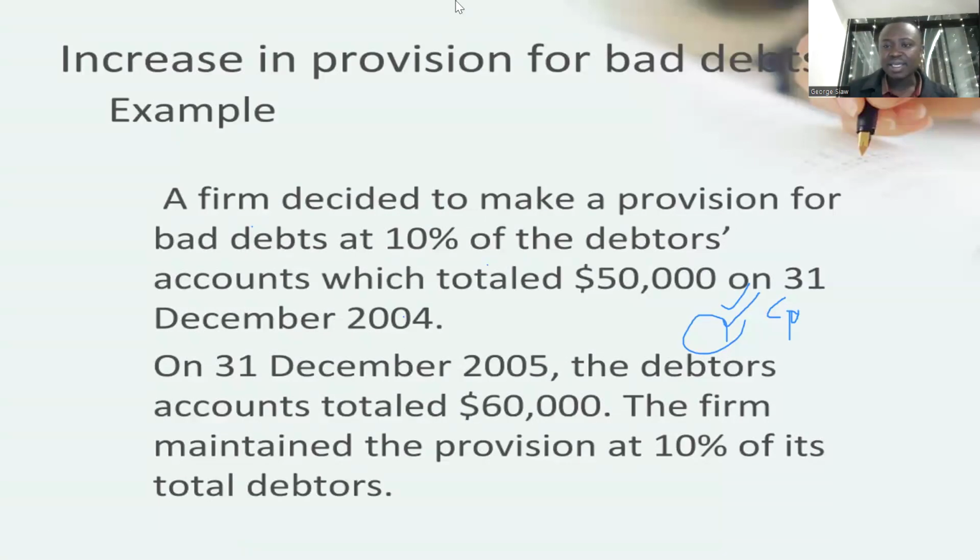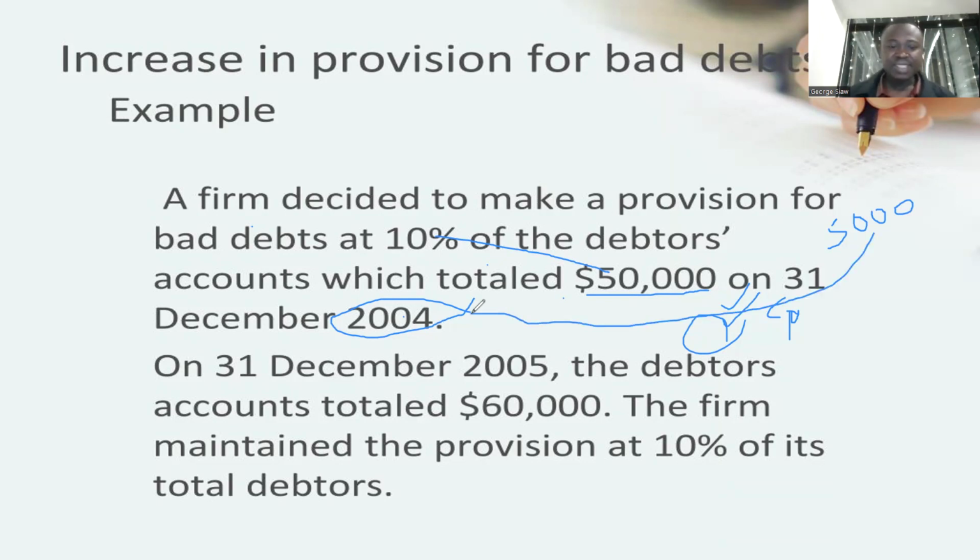Good. So this particular question, unlike the one that we saw where the provision for the previous year has already been made, is actually telling us to make provision for 2004. Now let's make our provision for 2004. It is just the percentage on the debtors figure. So 10% of the debtors figure of 50,000 will give us a provision of 5,000. Now this 5,000 is a provision made for 2004.